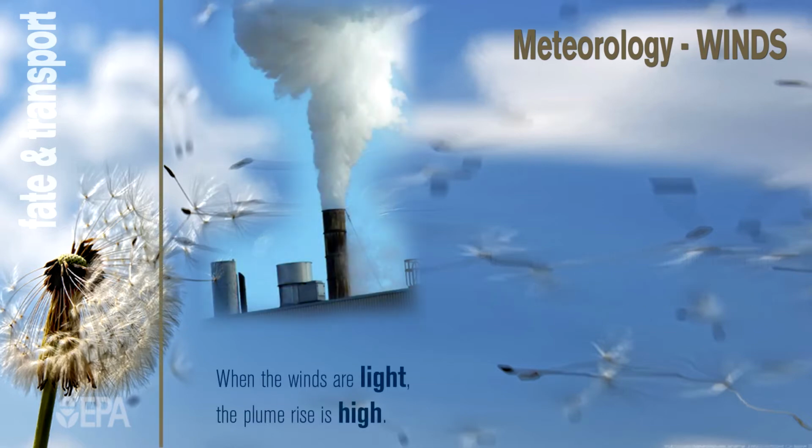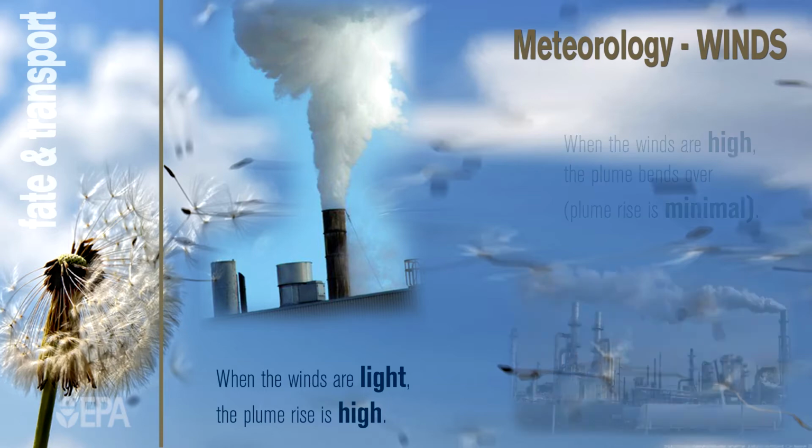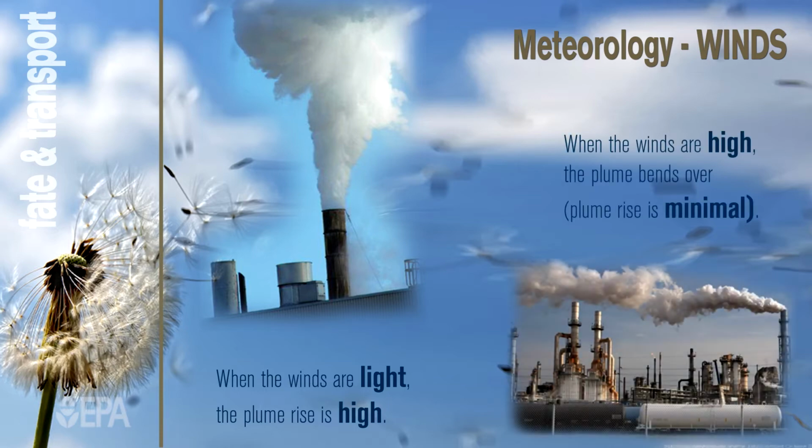And we talked about speed. The lighter the wind speeds are, the higher that plume rise can grow, because it has much more chance to be buoyant. When the wind is high, that plume gets bent over much more quickly. And we'll show you a couple of figures in a little while that spell this out for us and show us visually how this happens in the real world.